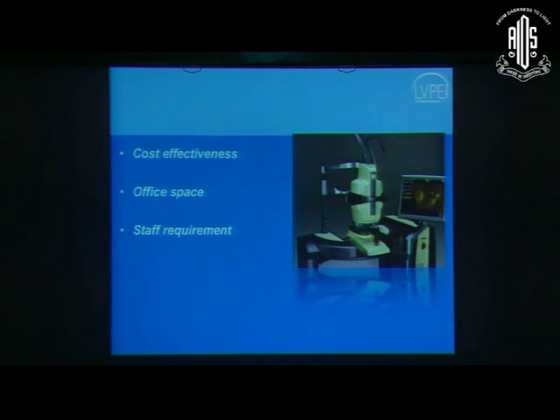Looking at other aspects of Navilas, such as cost effectiveness, I know it is a pretty expensive machine, but if you combine all the investigations, FA and color photographs, and especially since office space is the biggest crunch nowadays, I think it's pretty cost effective, and you really don't need to keep 3 technicians to handle your 3 machines.